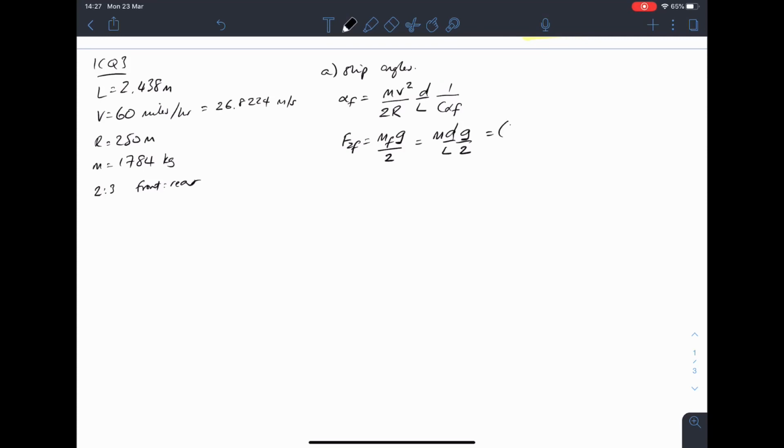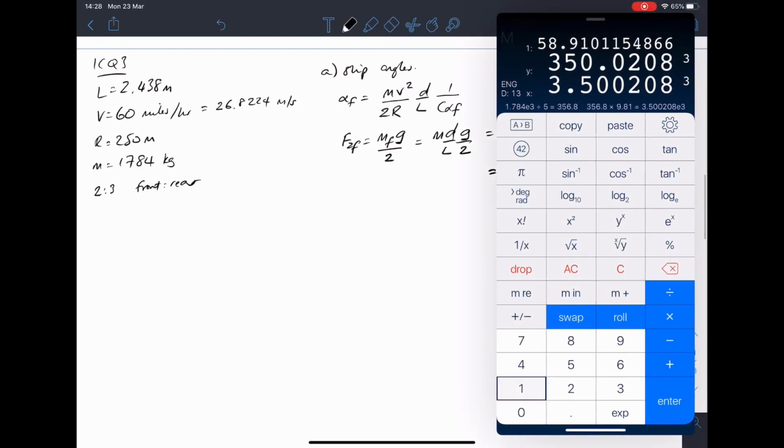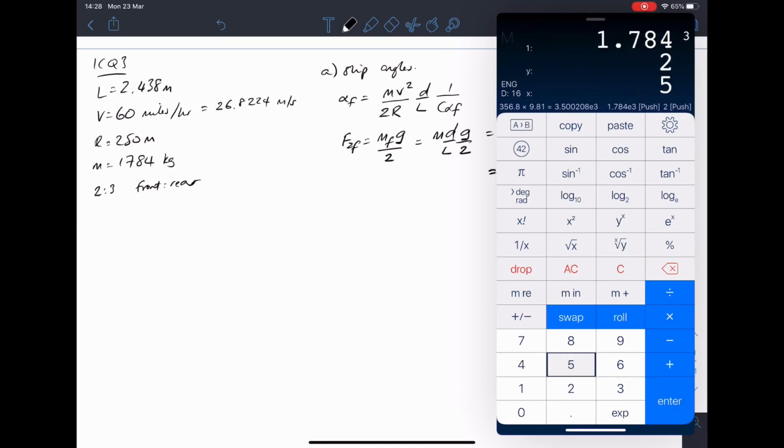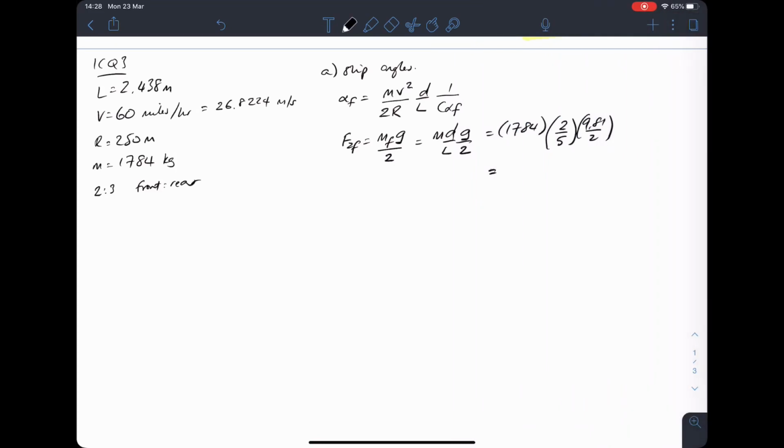So we'll plug in the numbers, 1784. d upon L, well that ratio is going to be 2 divided by 5. Okay, and then we've got 9.81 divided by 2. So that comes out to be 3,500 newtons.